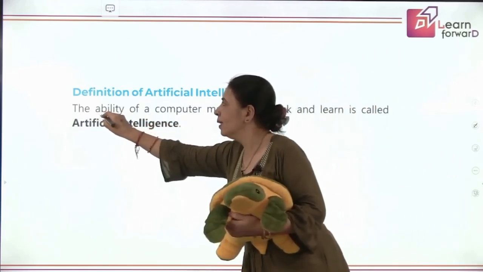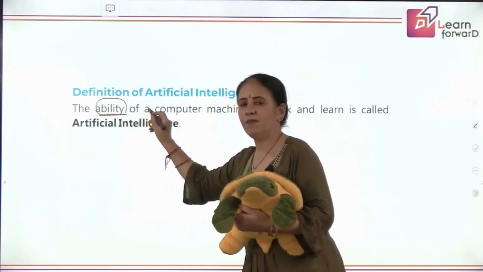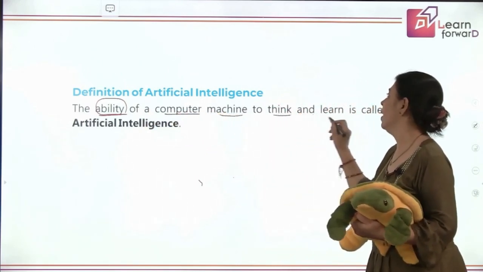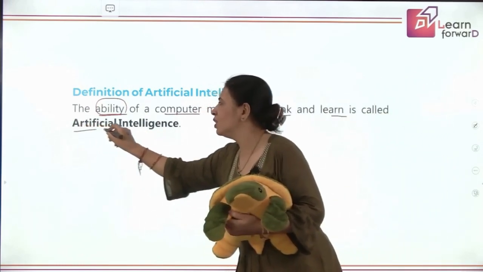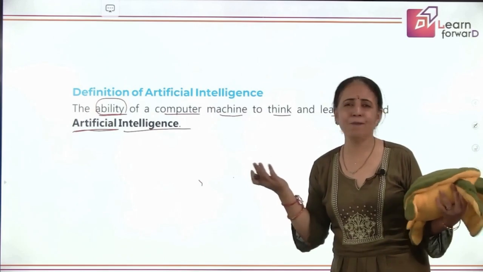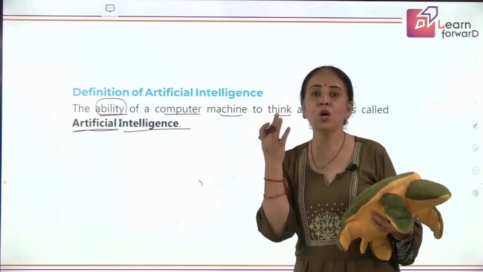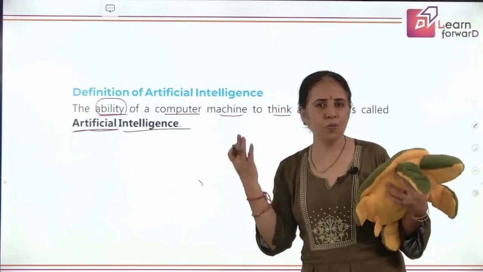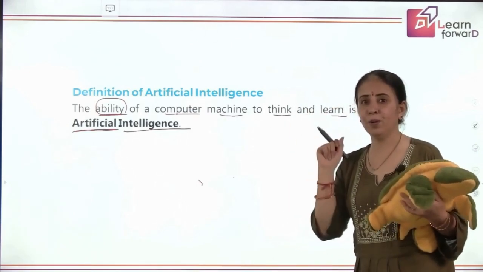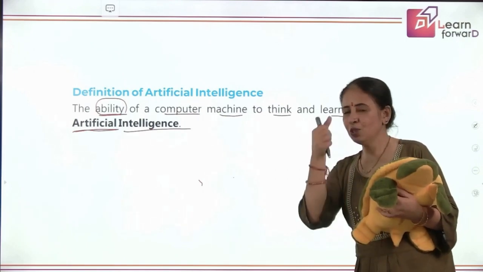Now, what is this artificial intelligence, children? The ability is the capacity. Just look at the spelling. A-B-I-L-I-T-Y. Write in your notebook. The ability of computer machine to think and learn is called artificial intelligence. Right? That means computer doesn't have brain to think. It's only a machine which works on your instructions. So your instructions should be so smart, so prompt, and of course these instructions are to be stored in the memory of computer so that it works like a smart machine. Right? Understood? Show me your thumbs up.